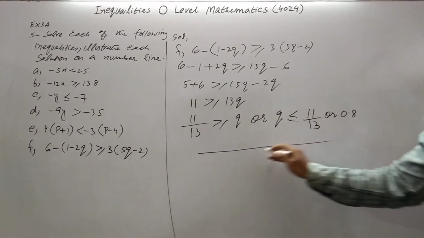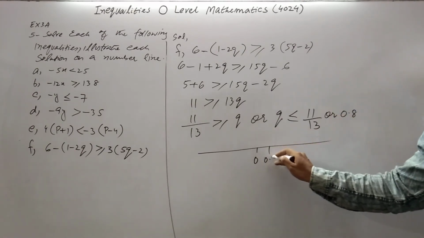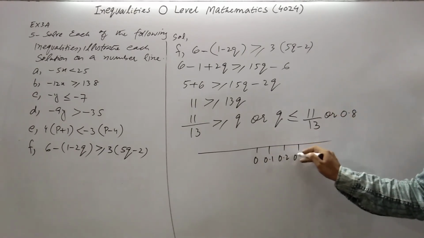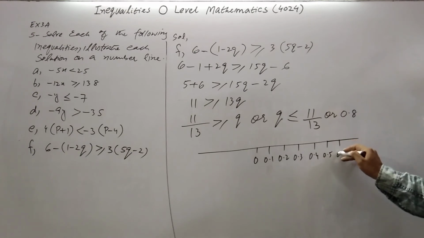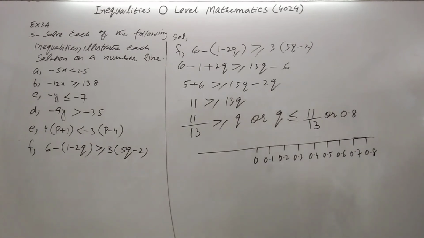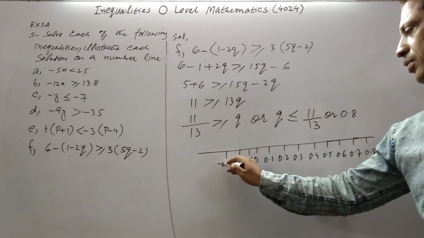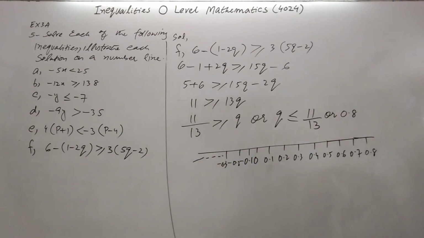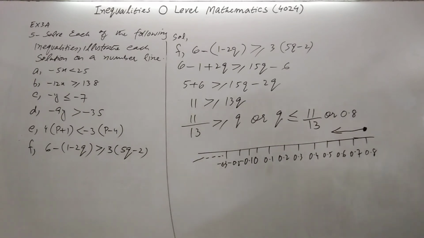How to draw a number line? It's very easy. The middle number is 0. For 0.8 you can take 0.1, 0.2, 0.3, 0.4, 0.5, 0.6, 0.7, 0.8, or minus 0.1, minus 0.2, minus 0.3 and so on. Greater than or equal to means draw a filled circle, and less than or equal to means the arrow should be on the left hand side. So students, this is question number 5.